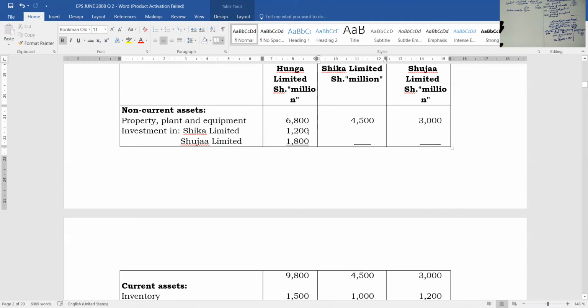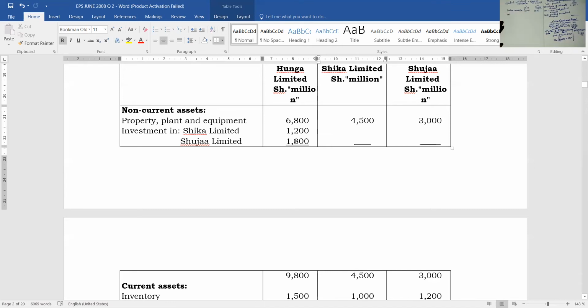But remember, goodwill we compute from the time of acquisition. As at the time of acquisition, when Shika was acquired, the parent paid 2,400. That is why I'm going with the 2,400, but not the 1,200. But for Shuja, it will be this 1,800. I will record the 1,800. This one, which is given there, is the purchase consideration.